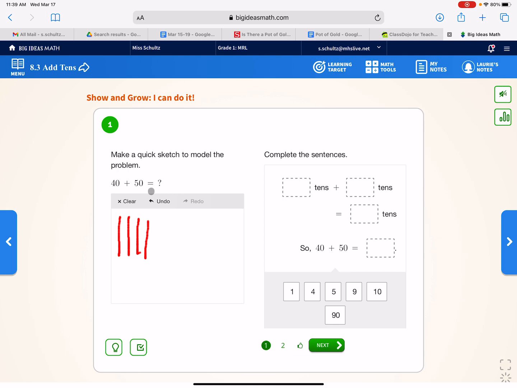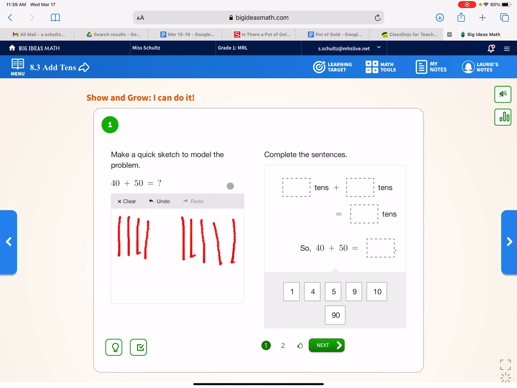And then we look at the other number. We have 50. How many rods do we draw? We draw 5 because 5 is in our tens place. So we draw 1, 2, 3, 4, 5.